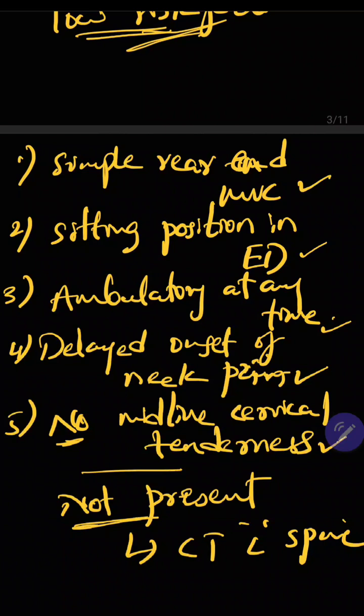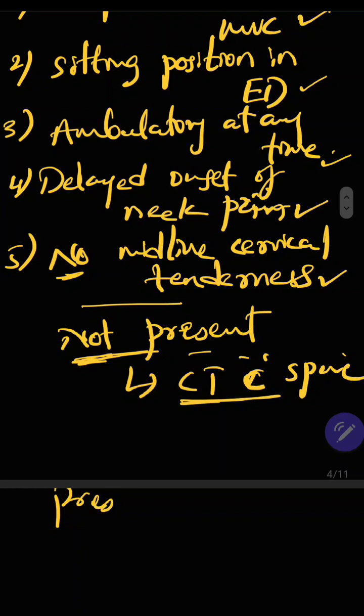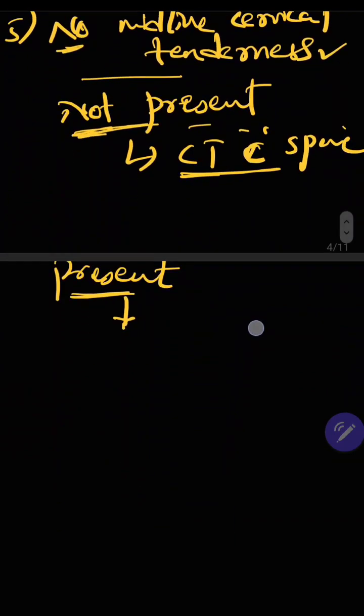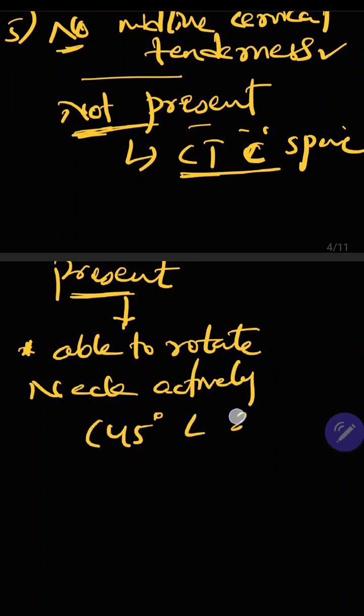If any of these five factors are not present, you have to do CT C-spine. If any one of these low risk factors is present, again you have to go to one more criteria, that is, whether the patient is able to rotate the neck actively 45 degrees left and right.